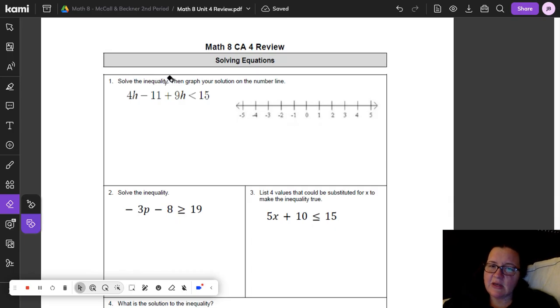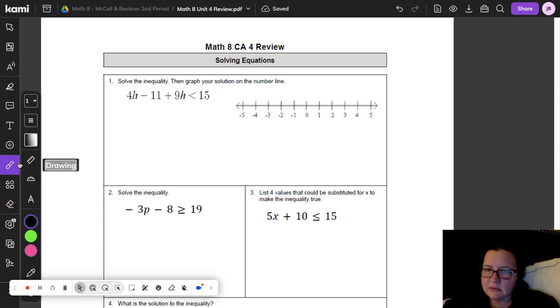So number one says solve the inequality, then graph your solution on the number line. So looking at this inequality, it says 4h minus 11 plus 9h is less than 15. So the first thing we do when we're solving for inequalities is combine like terms if we can. And it looks like here we can. We've got 4h and we've got positive 9h. So we're going to use that operation right here, the plus. We're going to add them together.